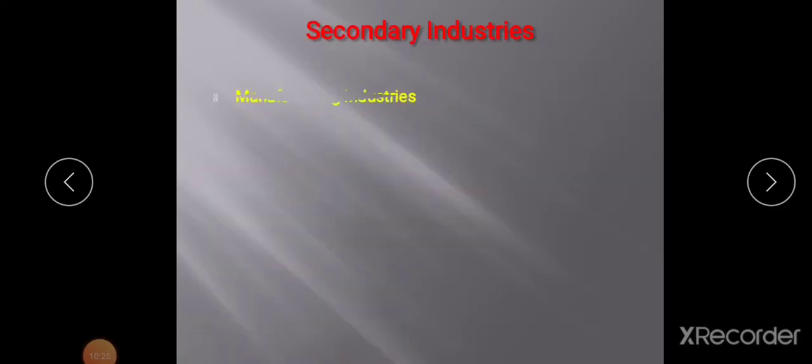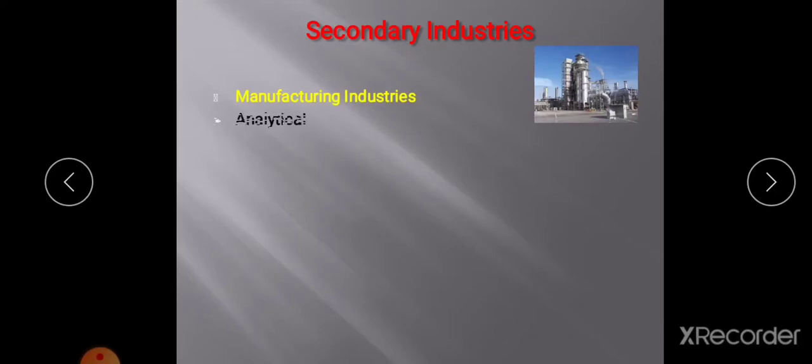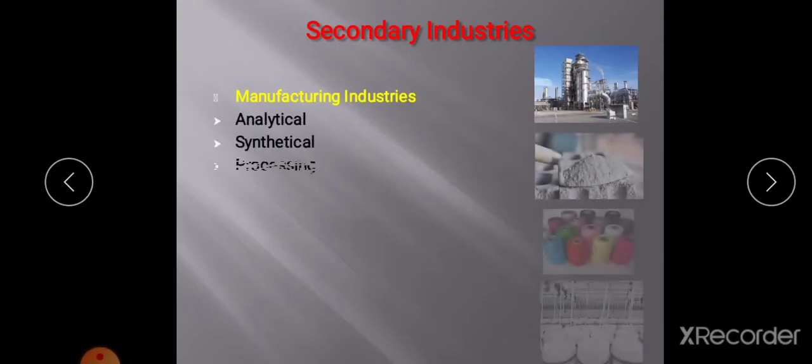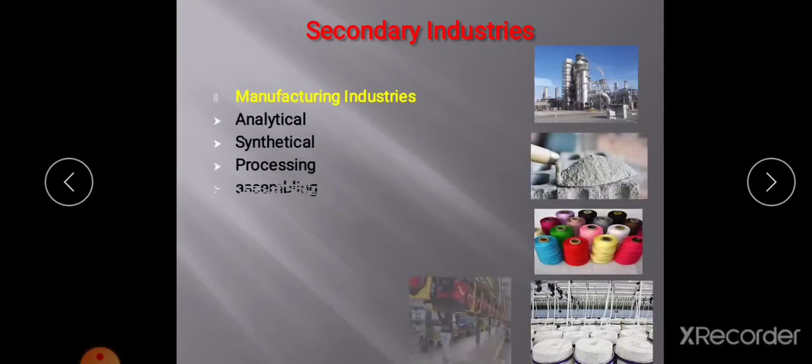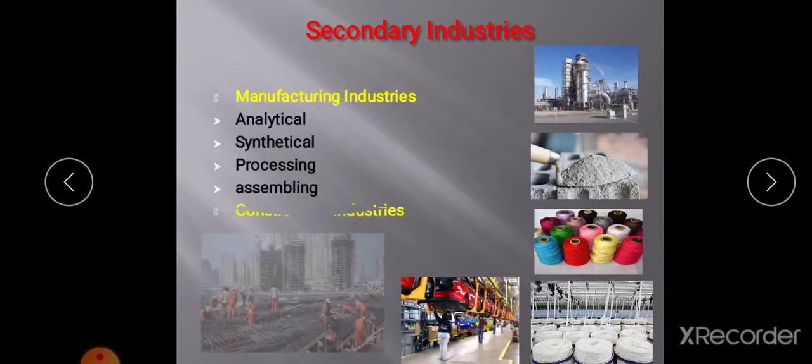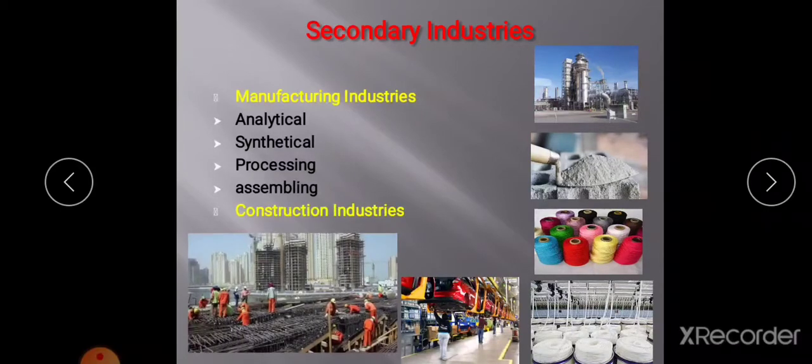Next is secondary industries. So primary industries we have learned. What are the two types of primary industries? Extractive industries and genetic industries. So now comes secondary industries. There are two types of secondary industries. First is manufacturing industries and construction industries. So first we will learn what do you mean by secondary industries.